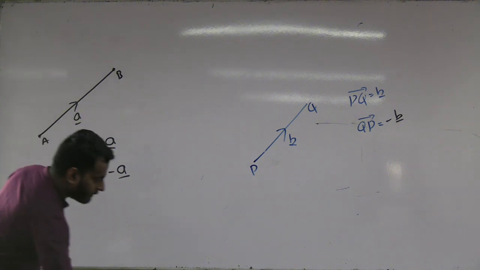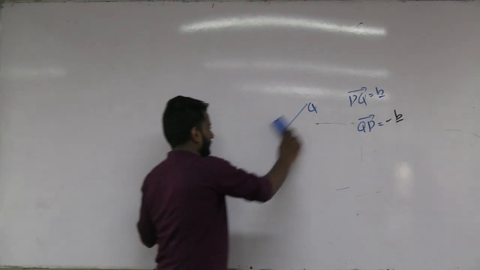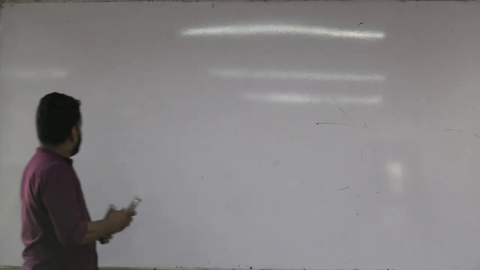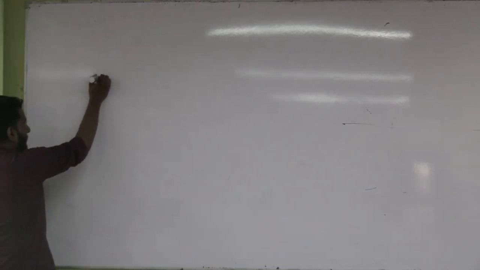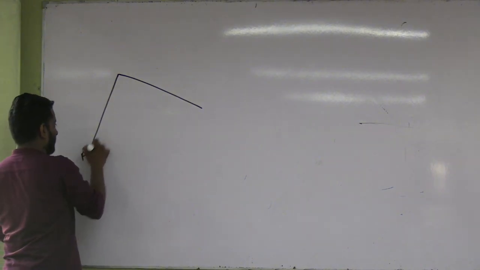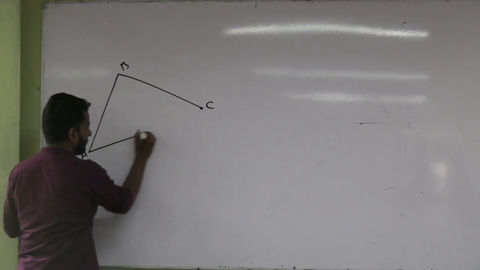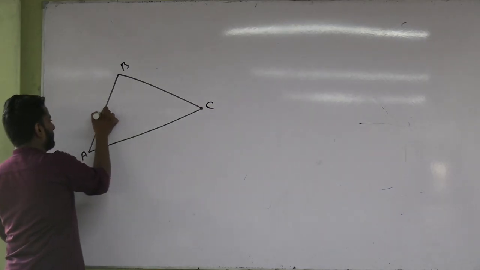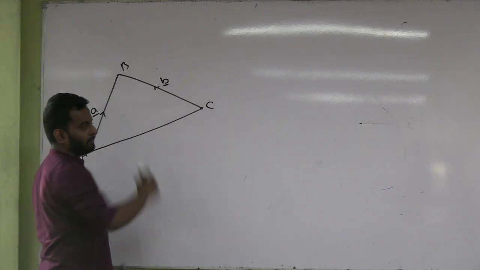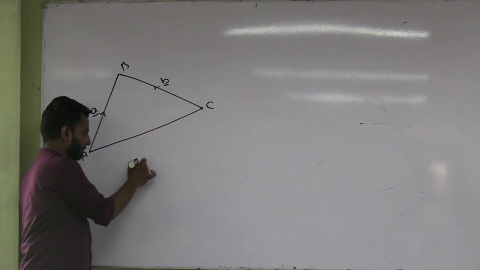Right. So now we know the addition of vectors and the reverse vector. Now they have given a question like this. We have 3 points A, B and C. The vector AB is simple A and the vector CB is simple B. So the vector CB is B. And you are supposed to find the vector AC.